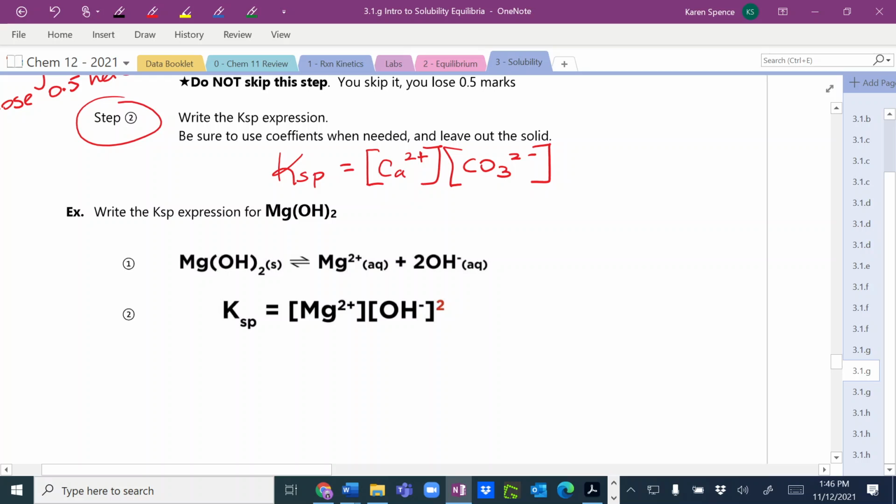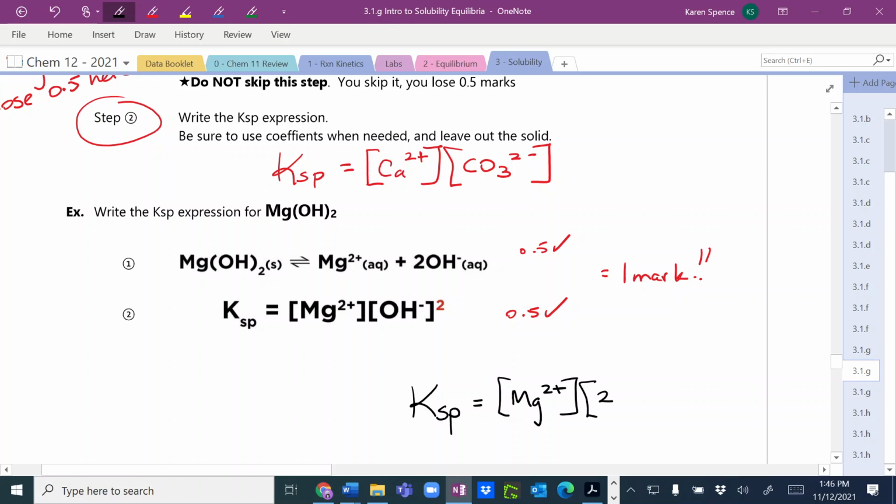Don't forget, you must do both steps. 0.5, 0.5 equals 1 mark. Don't do both, you only get a half a mark. I just want to check with you, what is wrong with this? Yes. I have a coefficient in my brackets. No coefficients in the brackets.